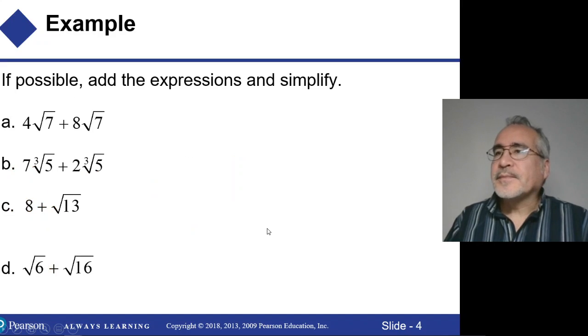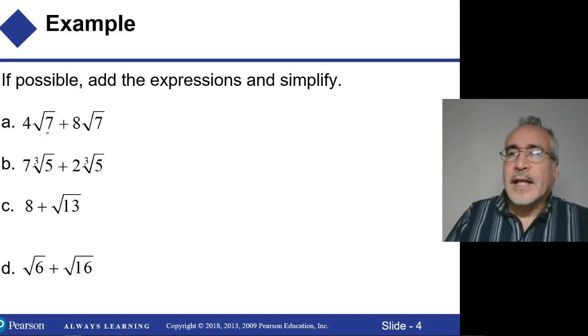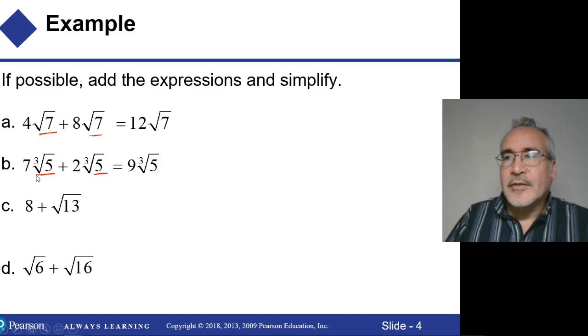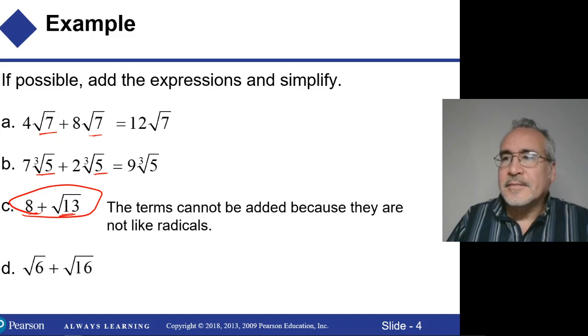Okay. So this first one, like terms, right? This is going to be 12 square root of 7. This one, like terms, it's going to be 9 cube root of 5. This one, not like, right? Here's a square root of 13. That's all there is to it. That's all you can say. That's the answer. And the same thing down here.